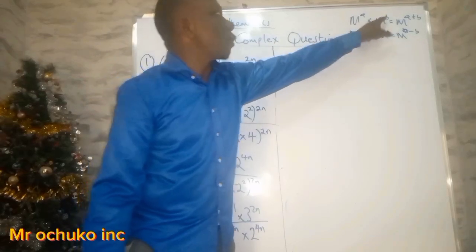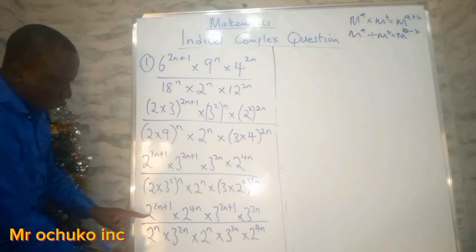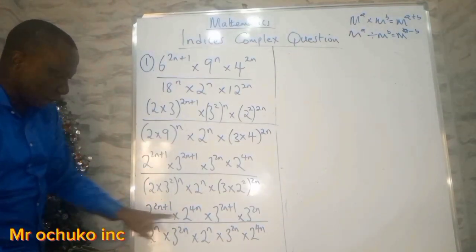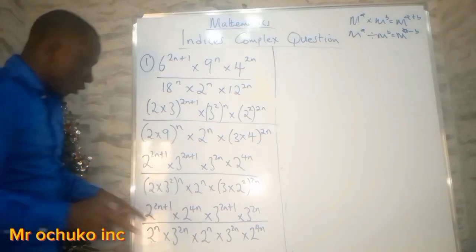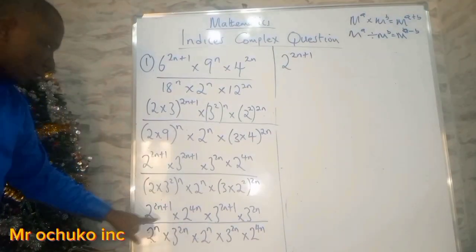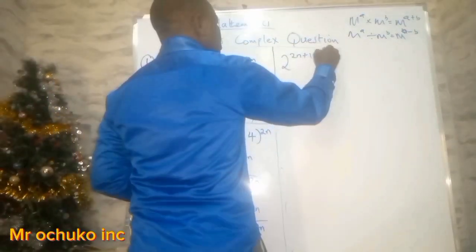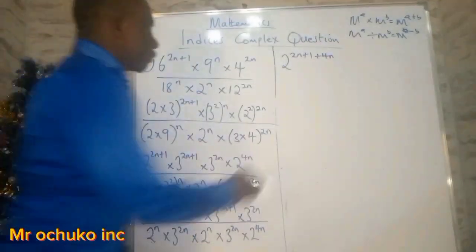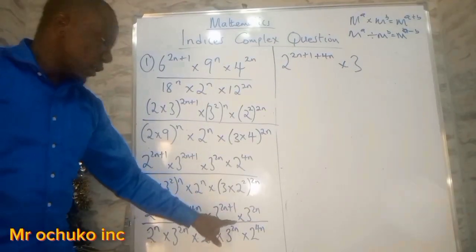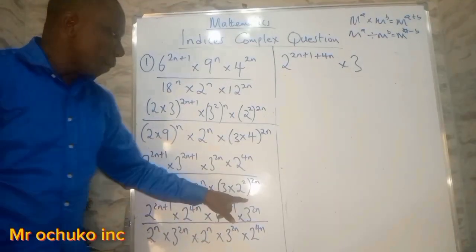m raised to power a times m raised to power b equals m raised to power a plus b. Let's use it on the numerator. This is 2 raised to power 2n. They are like terms, you can see that they have the same base. So I will add the powers from that first law. I'm going to have 2 raised to power 2n plus 1 plus 4n, because I take one of the base, they are the same, then add the powers. Then times 3 raised to power 2n plus 1. You see, they are the same base, so add the powers: 3 raised to power 2n plus 1 plus 2n.